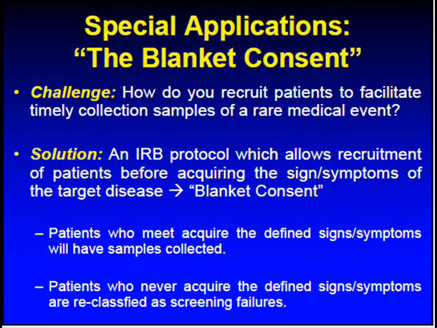This was potentially one of the first times at UC Davis a blanket consent was approved. And in short, we described a patient recruitment scheme that had adequate inclusion and exclusion criteria. If the patient manifests the signs of this disease, a sample would be collected. If they never manifested the signs of this certain disease, they would just be deemed screening failures at the time of their discharge from the hospital.